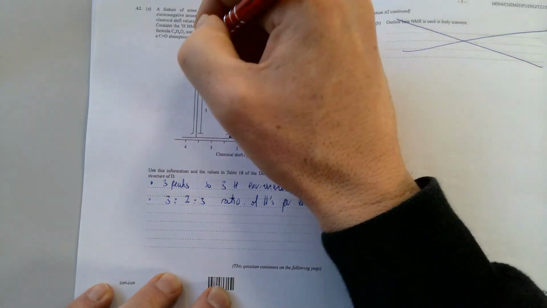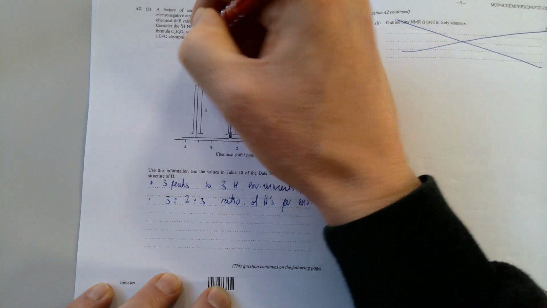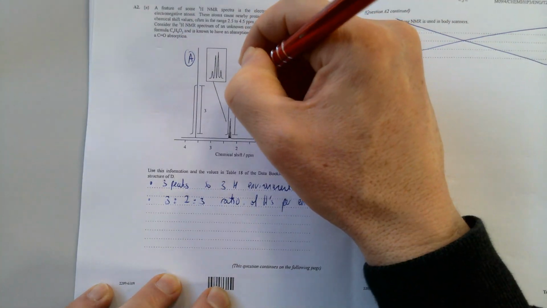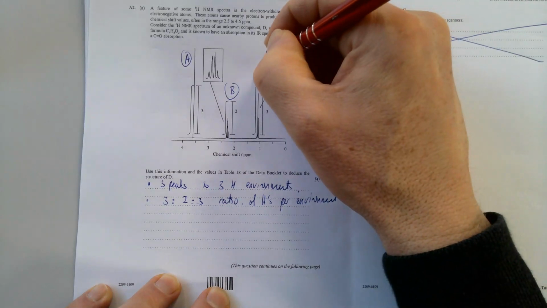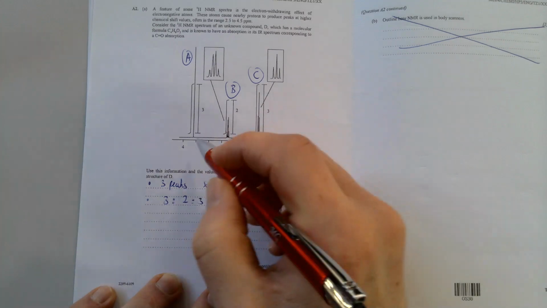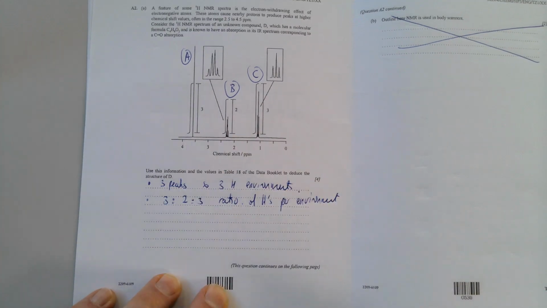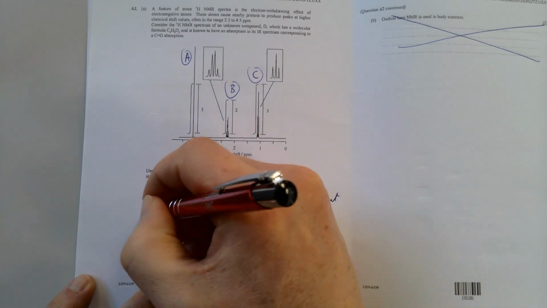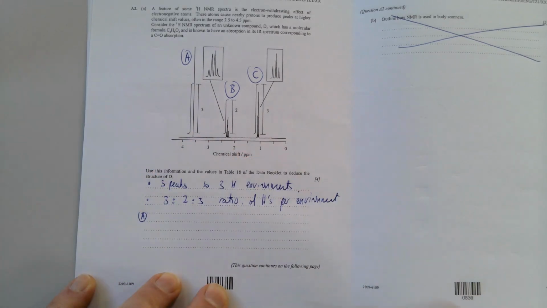And personally, what I do when I do these questions, and bear in mind I'm doing this while sort of live with you, is I'd label them A, B, C for the examiner, or you can label them with their chemical shift, probably both. There's no harm in doing that. So what do we know about A?